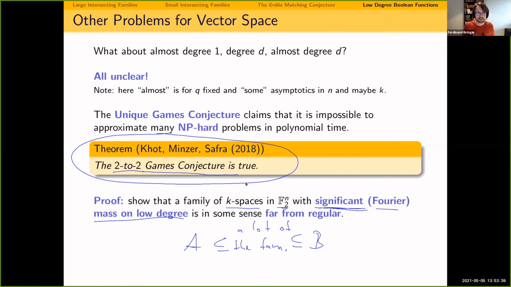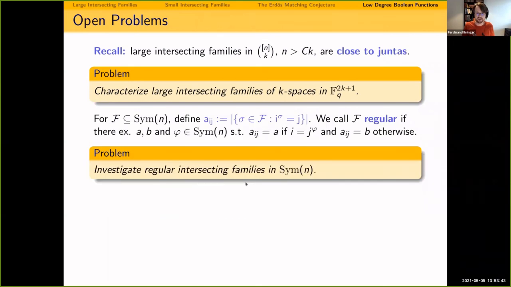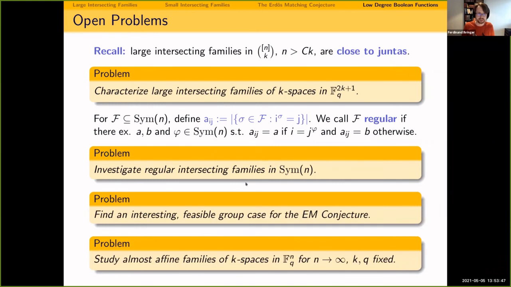Now my time is up. I have some open problems which I added just yesterday because everyone had lists of open problems. I have one suggestion for regular intersecting families on the symmetric group, which I think is slightly different to what Karen suggested the other day.